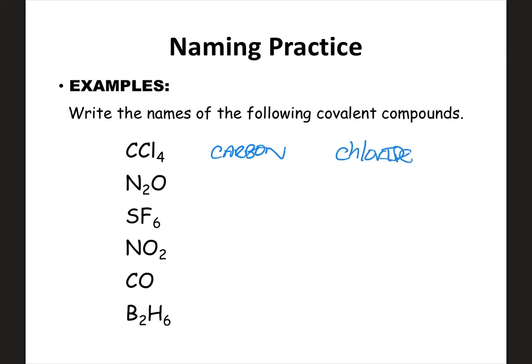And then prefixes here, there's just one carbon, but I never put mono on the first element, so it just stays as carbon. Four chlorine, so that's tetra. So this is carbon tetrachloride.